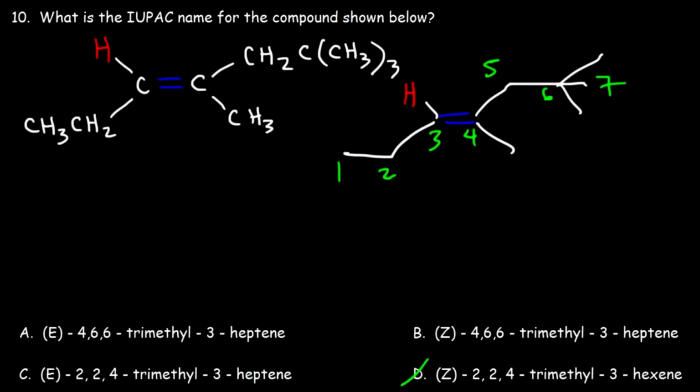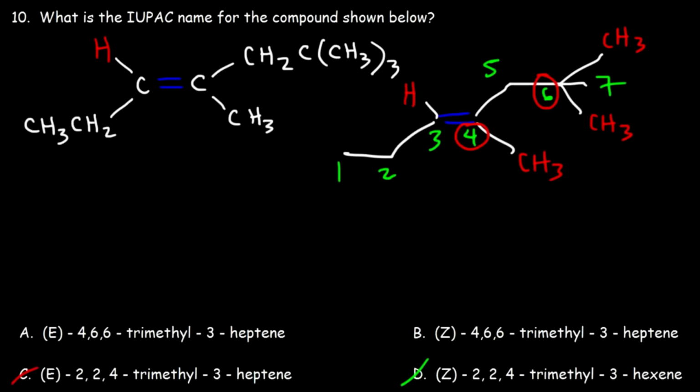So now let's go ahead and name it. Notice that we have a methyl group on carbon 4, and we have 2 methyl groups attached to carbon 6. So it's 4, 6, 6 as opposed to 2, 2, 4.